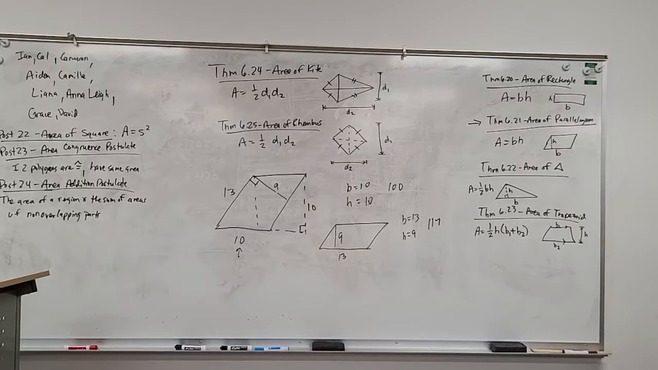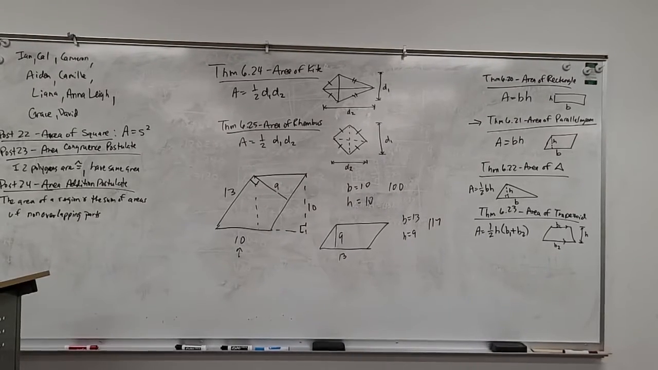All right, let's. We're basically out of time, but I want to do one more. All right, just real quick. Let's do the area of a rhombus, which is example 5.